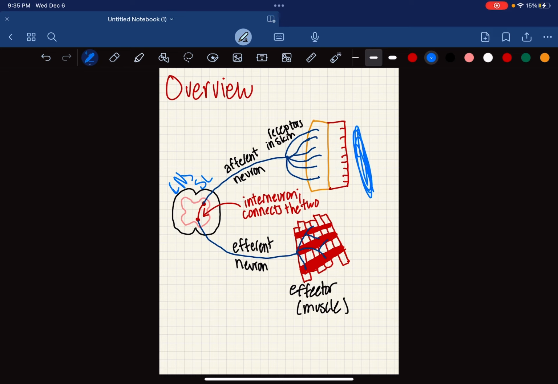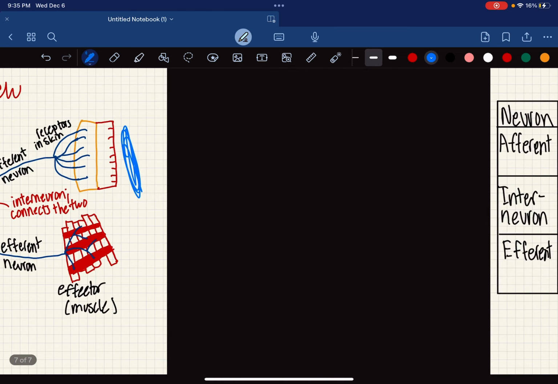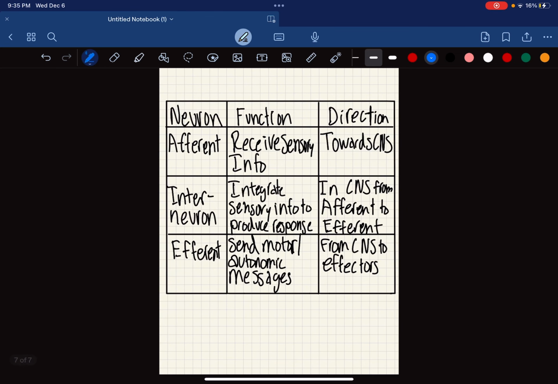And that efferent neuron is going to target effectors such as the muscle. And it's going to tell that muscle to contract, or it's going to tell that muscle to relax. And so that's just a general overview of how the three work together. And then for a table, we can see more specifically what they do differently.